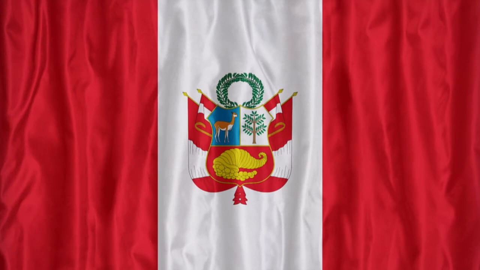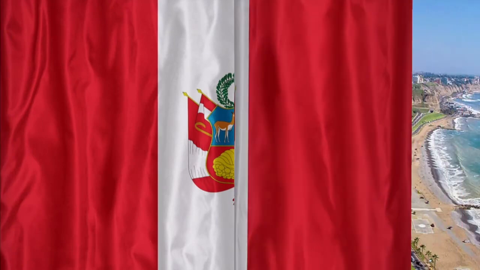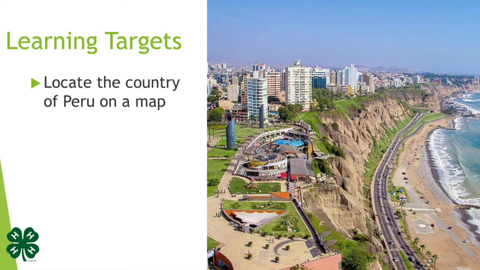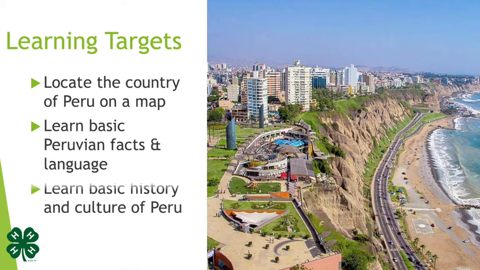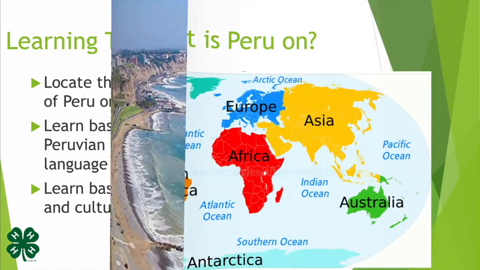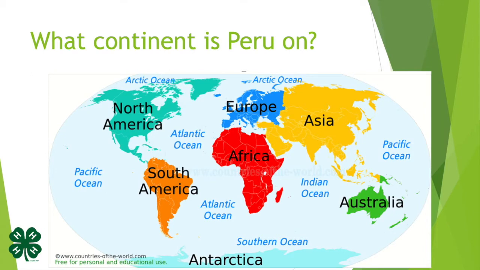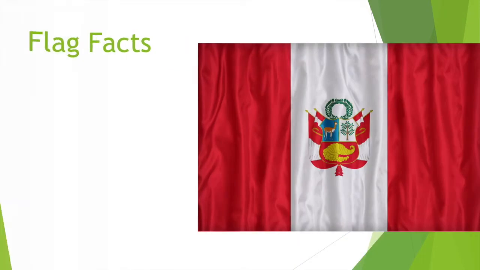Today we're talking about the South American country of Peru. Today's learning targets are locating the country of Peru on a map, learning some basic Peruvian facts and language, and learning some basic history and culture of Peru. There are 7 continents on Earth, and if you guessed that Peru is in South America, you would be correct.